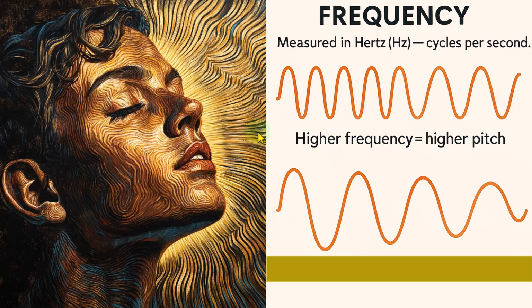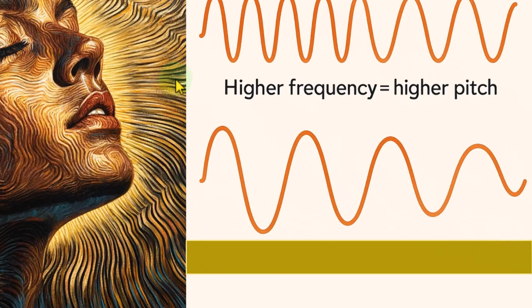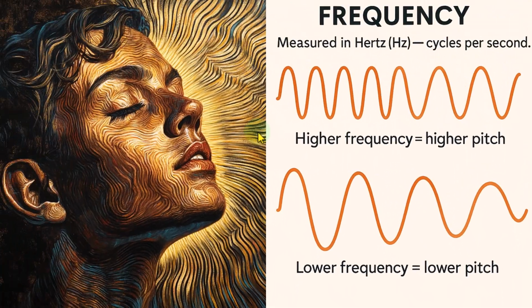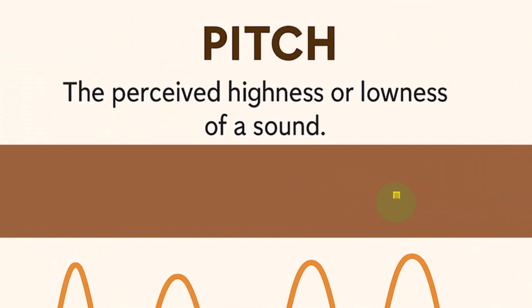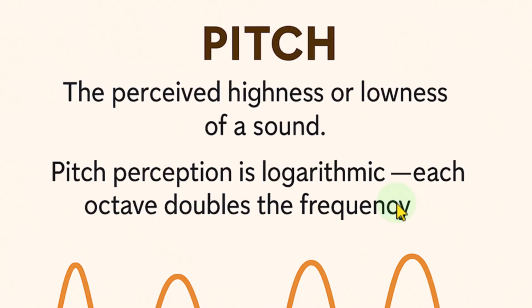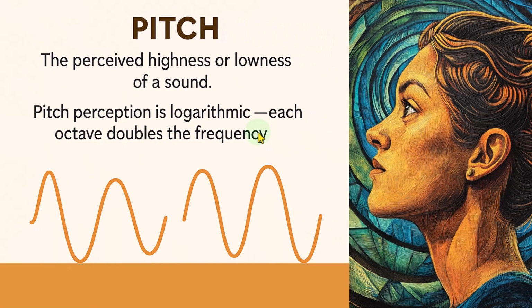technically, when we look at the actual vibrating of the string, when we have a shorter string, which is what is happening when we put our finger down on a fret, then that's going to change the speed of the vibration, which is going to change the pitch and so on. So lower frequency has a lower pitch. The perceived highness or lowness, that's what the pitch is. Pitch perception is logarithmic. Each octave doubles the frequency.